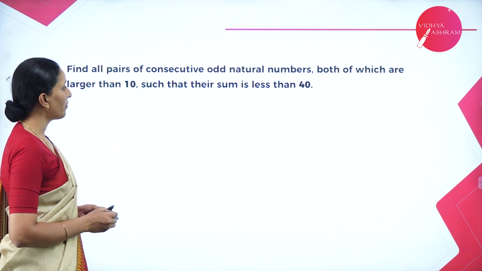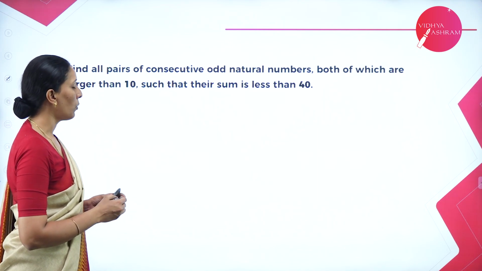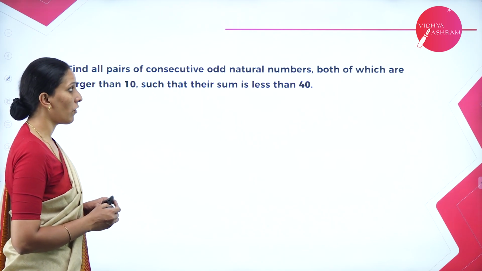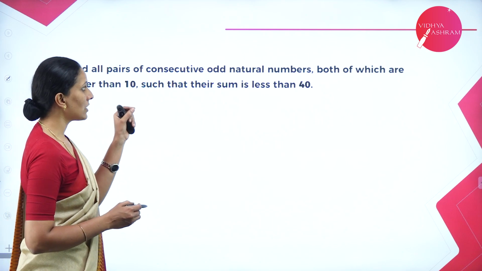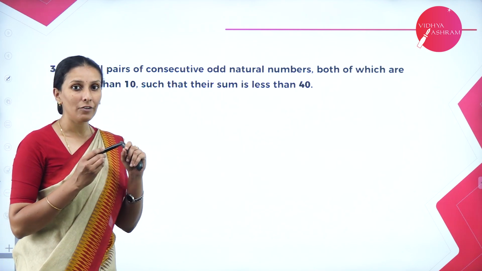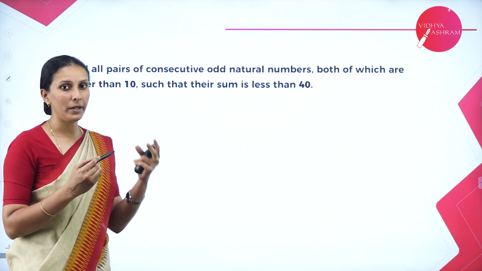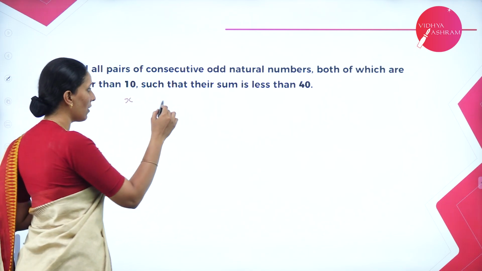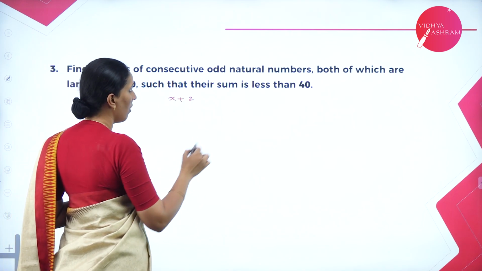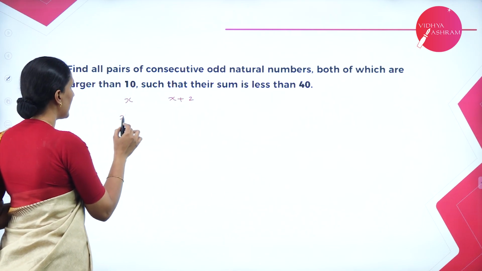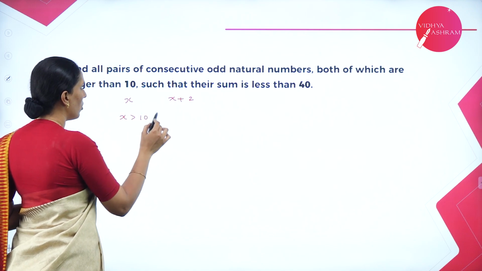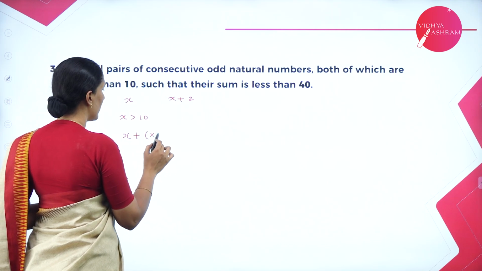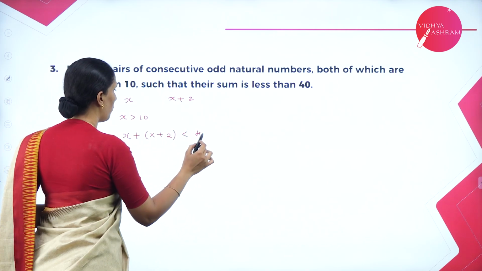Find all the pairs of consecutive odd natural numbers, both of which are larger than 10, such that their sum is less than 40. So we are finding the consecutive odd natural numbers. So we know the difference between 2 odd natural numbers will be 2. So if one odd number is x, then obviously the next odd number will be in the form of x plus 2. Now clearly they have given x is greater than 10. And also they have given the sum is less than 40. That is x plus x plus 2 is less than 40.